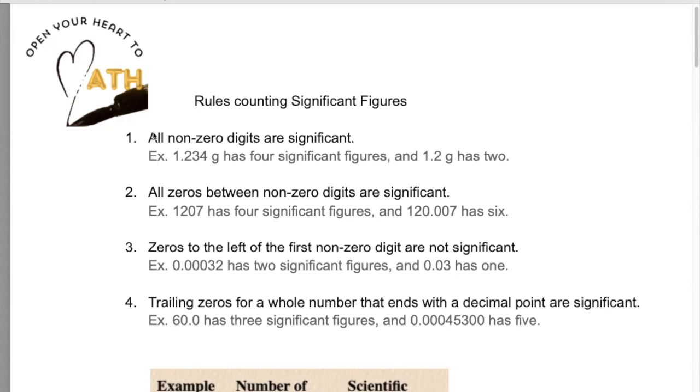So first, all non-zero digits are significant, meaning any number other than zero counts. So 1.234, none of them are zero, so there are 4 significant figures. 1.2, they're not zero, so both count as sig figs.